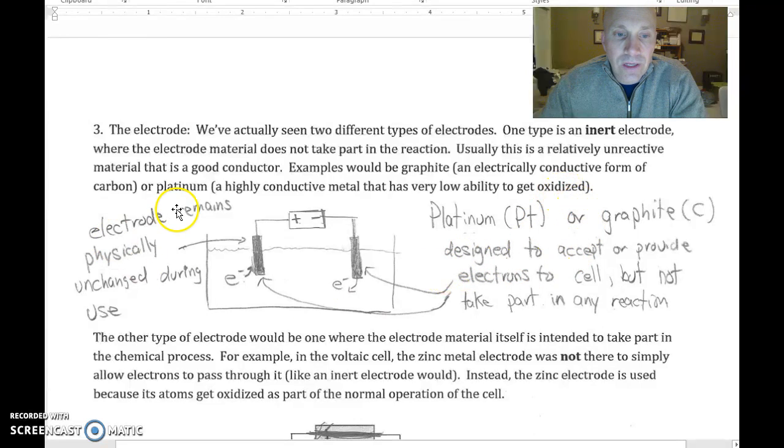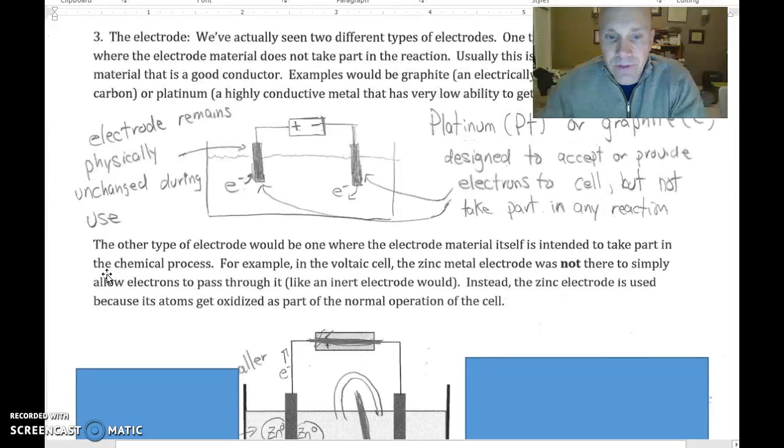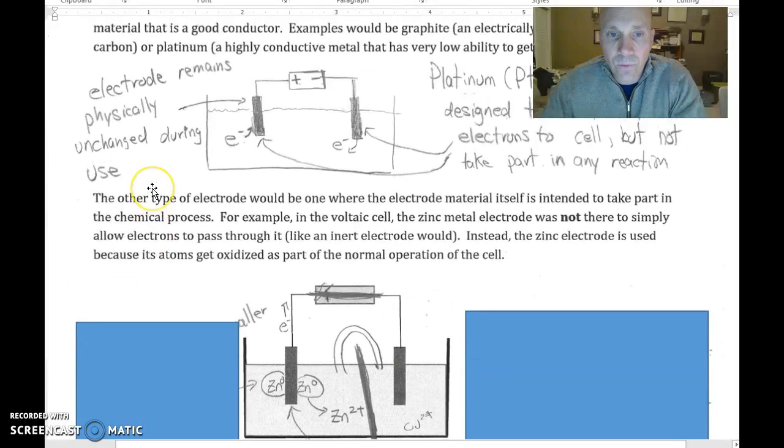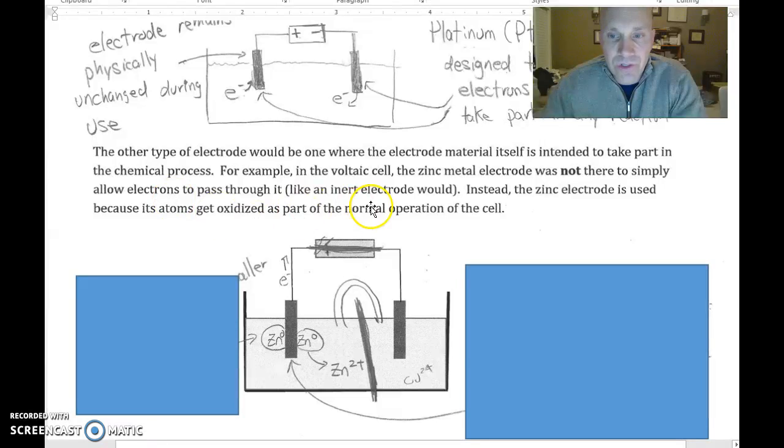So one thing to note about inert electrodes is that from the time you start using them till the time you end, they're going to remain physically unchanged. And to show an example of what I mean by that, I'm going to switch to the other type, which is a non-inert electrode. I have to make some changes to the drawing. I drew this as an electrolytic cell, but I want to go back and draw this as a voltaic cell.